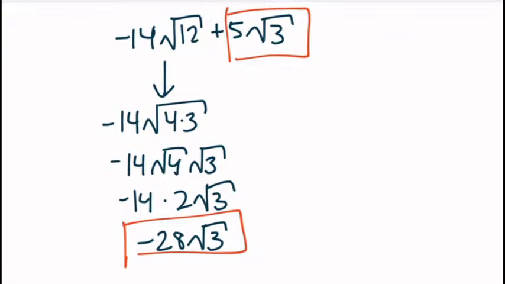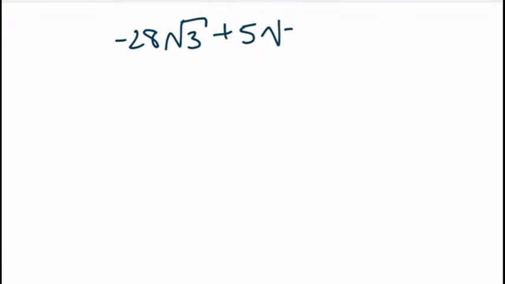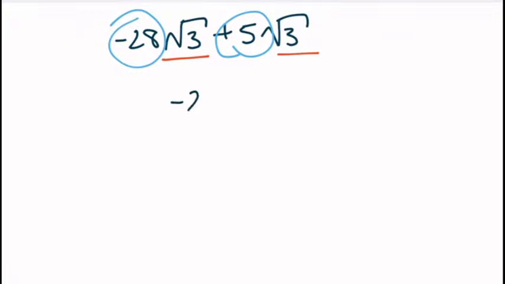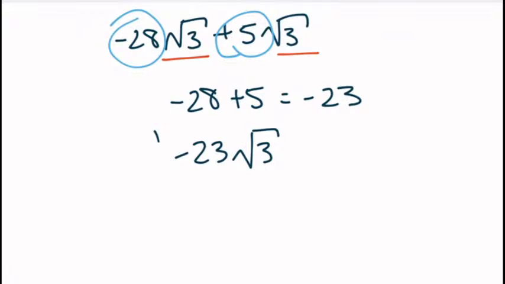So now that we have both terms in their simplest form, we can add them together. So we're going to do negative 28 radical 3 plus 5 radical 3. We made the radicals the same, so we focus on the coefficients. Negative 28 plus 5 is equal to negative 23. So our final answer is negative 23 radical 3.